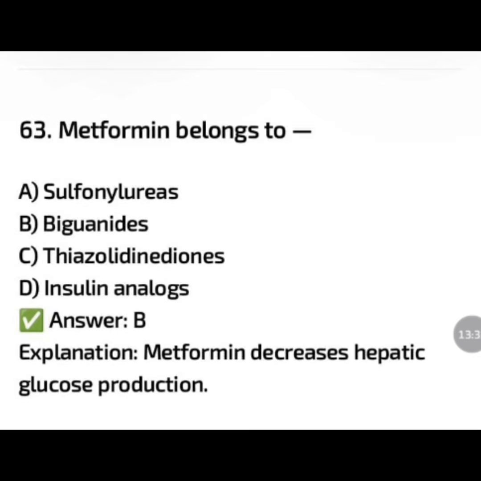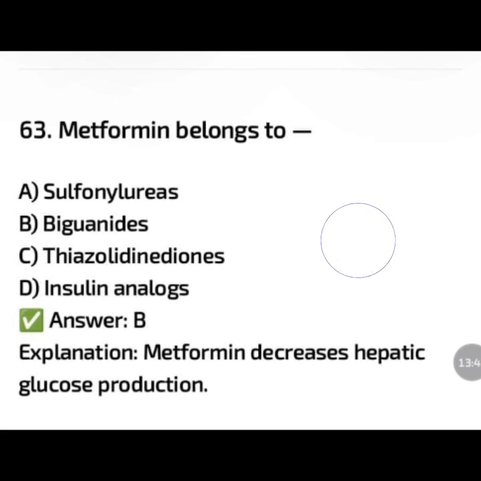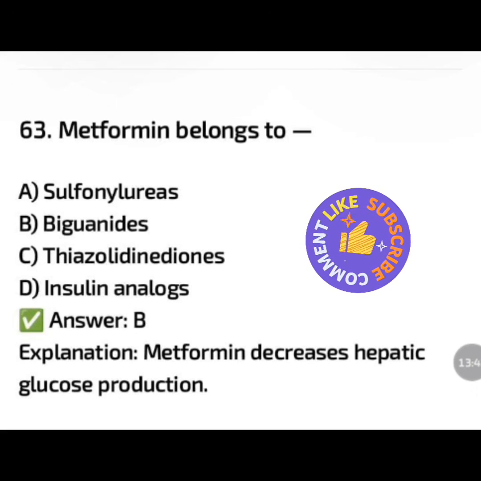Metformin belongs to: sulfonylureas, biguanides, thiazolidinediones, or insulin analogs? The correct answer is option B. Metformin decreases hepatic glucose production.